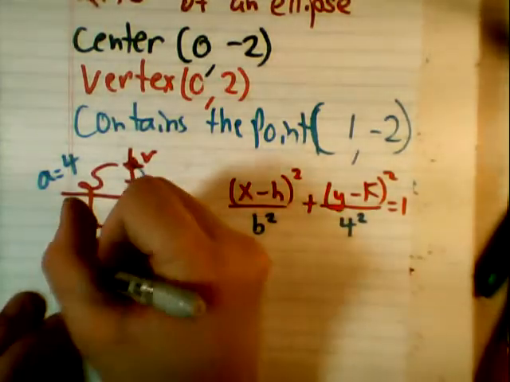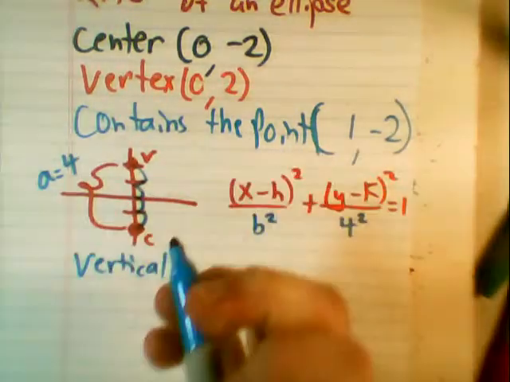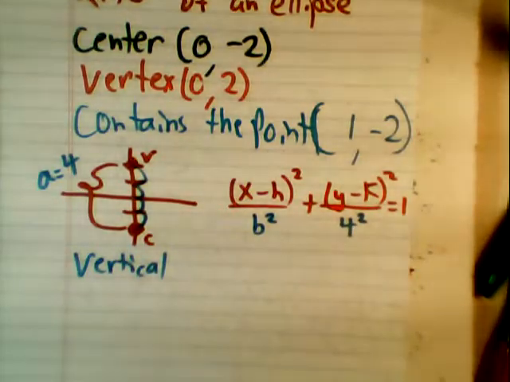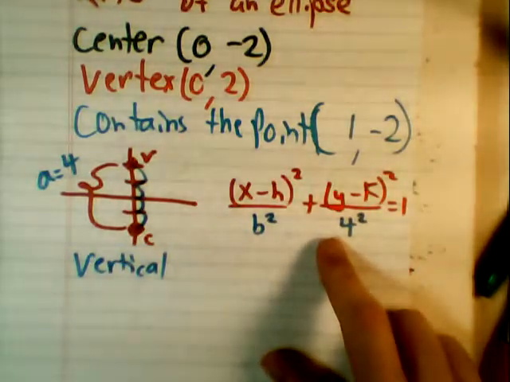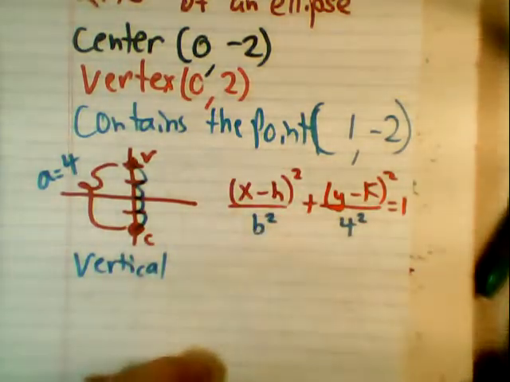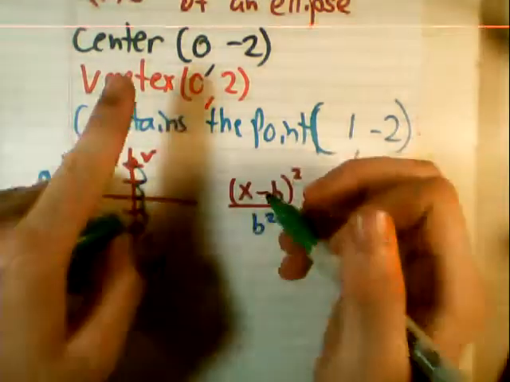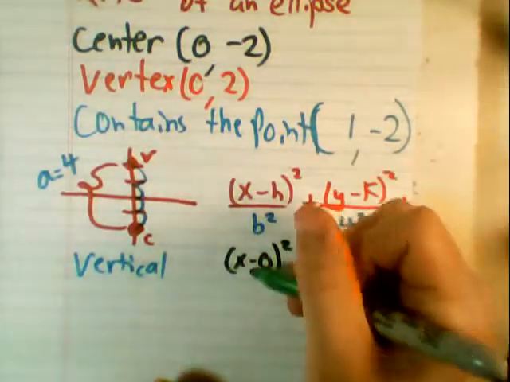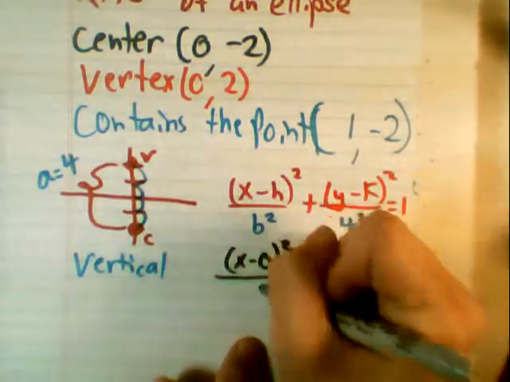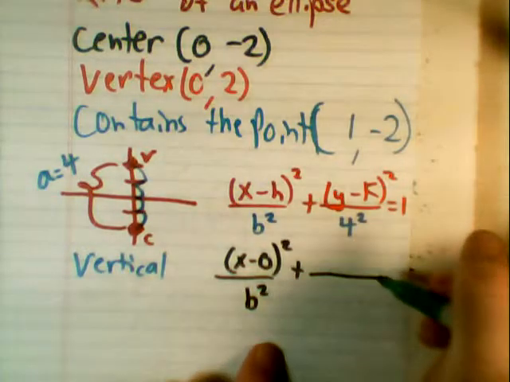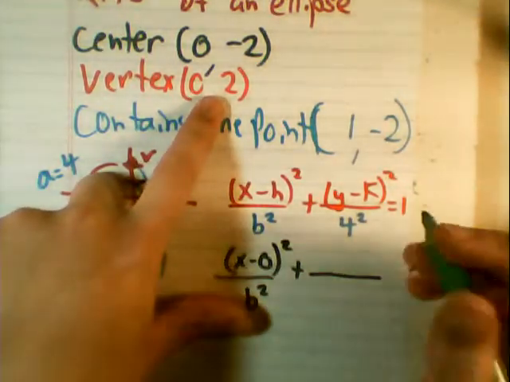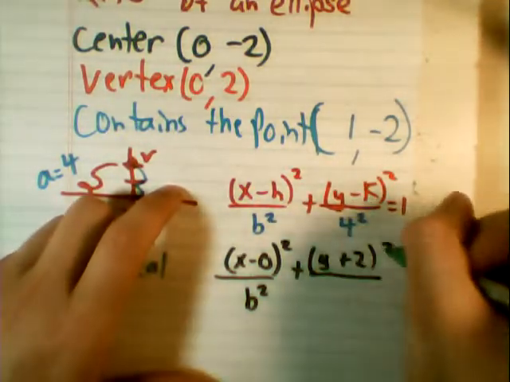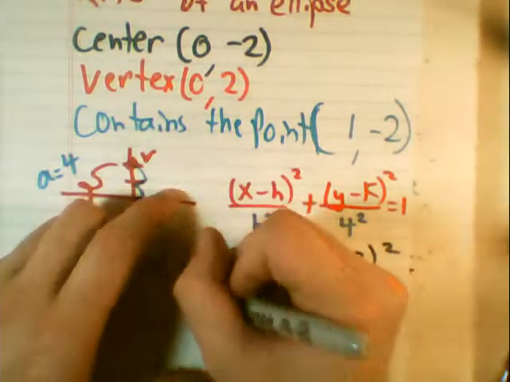Since we know that this is vertical, our a went under our y. Now that we know that, we also knew our center, so let's plug h and k in. So (x minus 0) squared, that's our h, plus y minus k, but you change the sign, so it's (y plus 2) squared over 4 squared, and that equals 1.